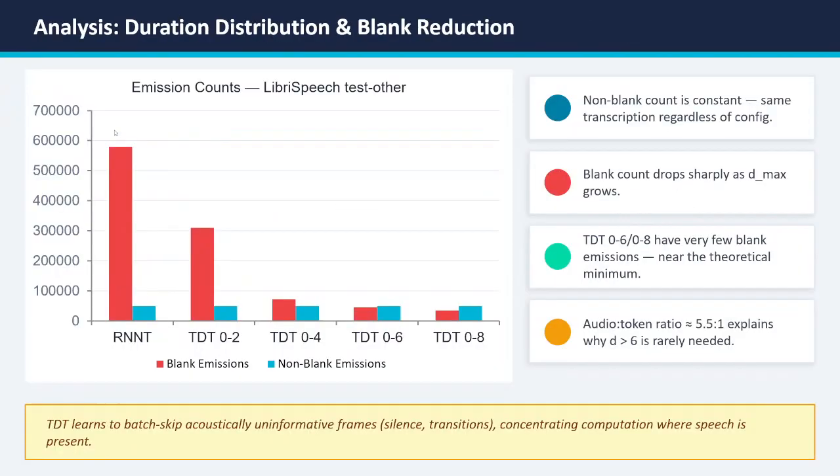This chart further explains exactly why TDT is so fast. As the maximum duration increases, the number of emitted blank symbols plummets, while the number of actual text tokens stays exactly the same. This proves that the model has learned a new behavior. It outputs normally during meaningful speech, and during silence or transitions, it simply uses long jumps to skip ahead. This validates our intuition. TDT successfully eliminates repetitive, meaningless computational steps.